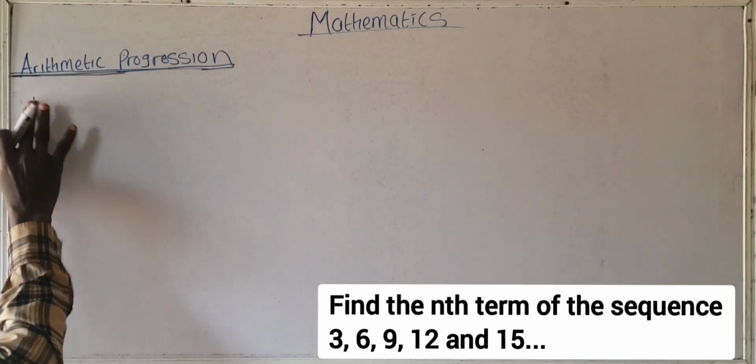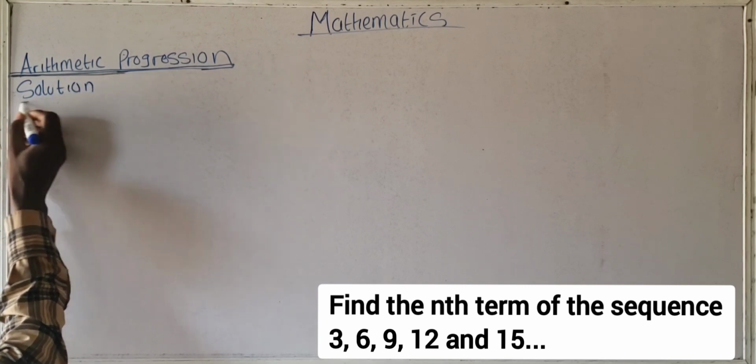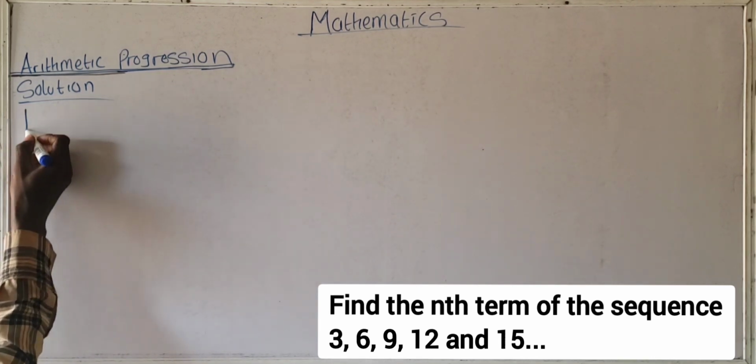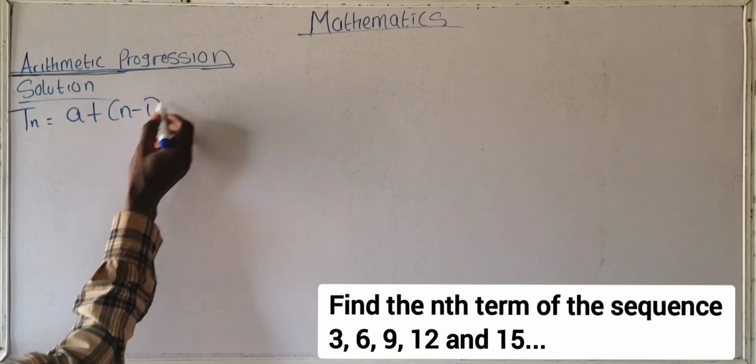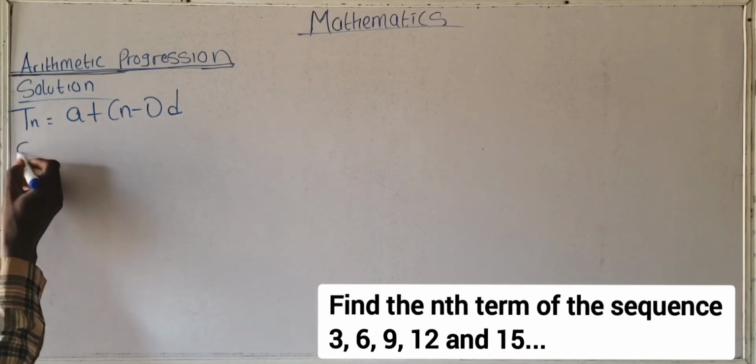Let's start with the solution. The general formula for the nth term of an arithmetic sequence, or arithmetic progression, is Tn equals a plus n minus 1 multiplied by d. We are asked to derive the nth term of the sequence we are given. Don't forget, in the sequence, the first term is a.